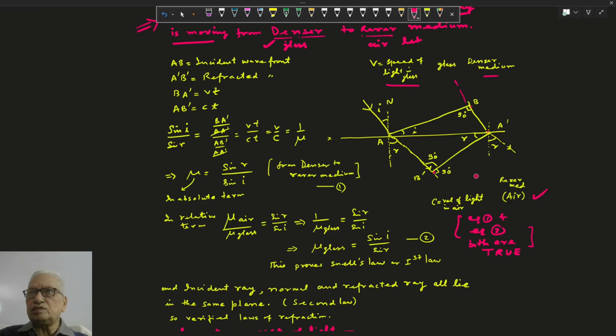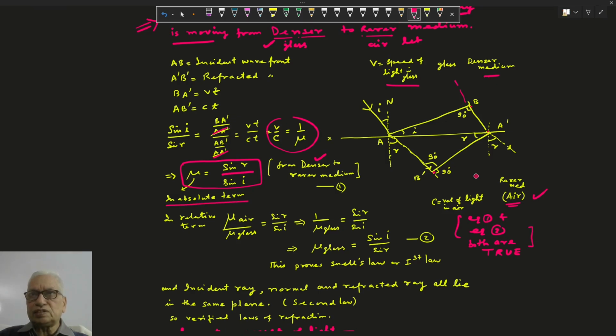Here c is more in air, v is less in glass. So here sin i upon sin r, BA' upon AB', the AA' cancels out. vt by ct, v by c, is 1 by mu. So mu is equal to what? sin r upon sin i. In denser to rarer medium, mu is written as sin r upon sin i, whereas when the ray is moving from rarer to denser, it is sin i upon sin r.